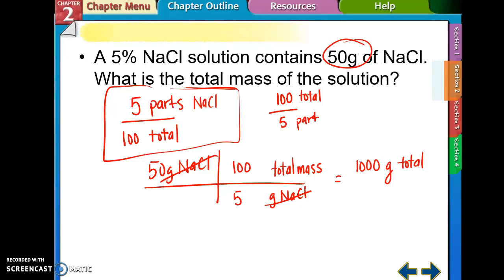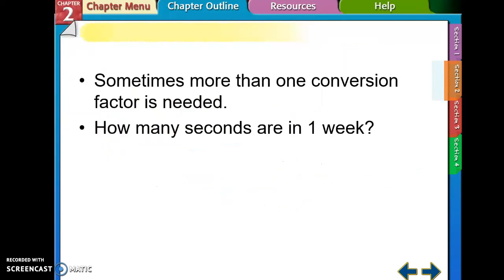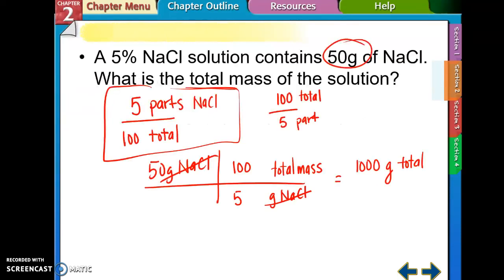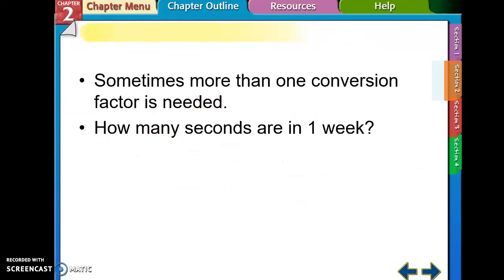So that's how I can use dimensional analysis. I can use conversion factors for percent. But sometimes I need more than one conversion factor. Sometimes I need conversion factors that are generally known. So right here it says how many seconds are in a week. Can I go directly from seconds to weeks? No. But what I could do is go from seconds to hours, to days, to weeks.